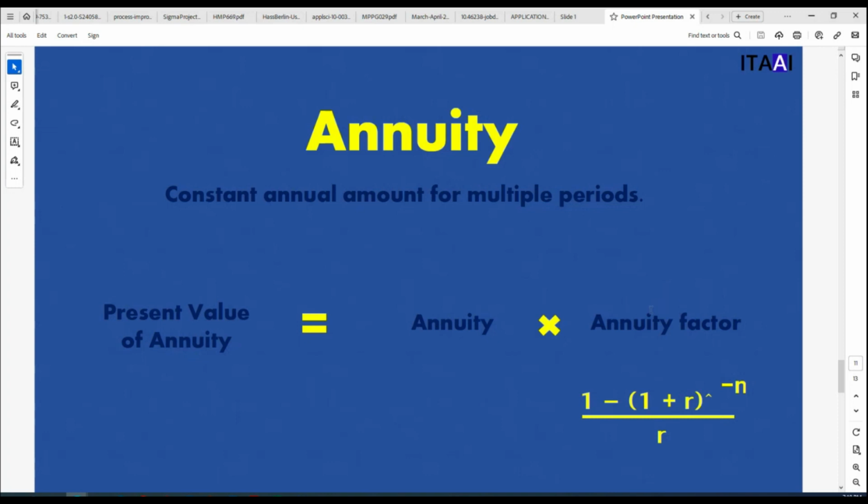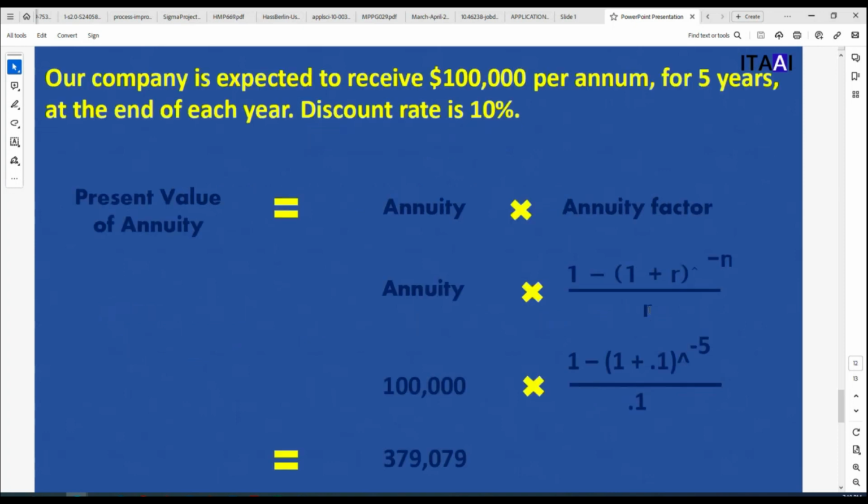So let us take an example. There is a company expected to receive $100,000 per annum for 5 years, and the discount rate over here is 10%. We know that the present value of an annuity equals the annuity multiplied by the annuity factor, that is, the annuity amount multiplied by the formula we saw in the previous slide.